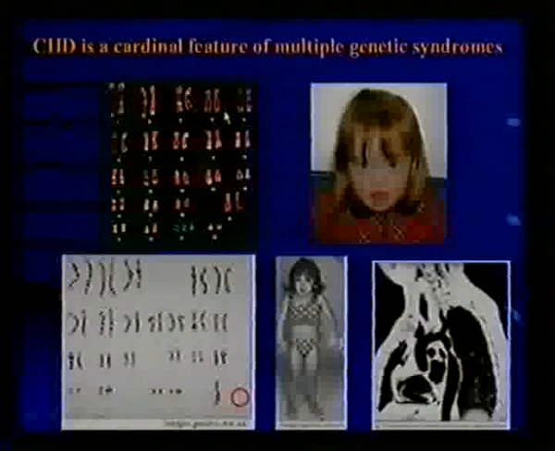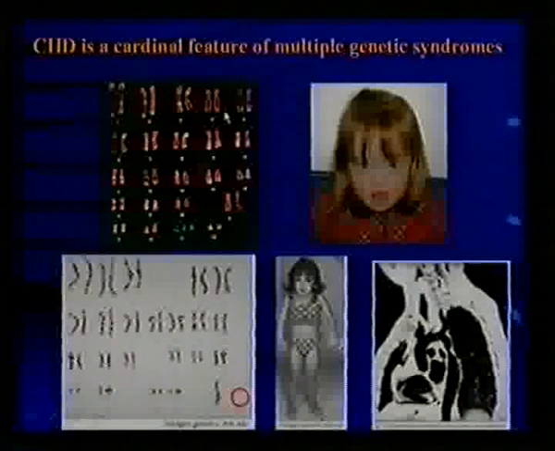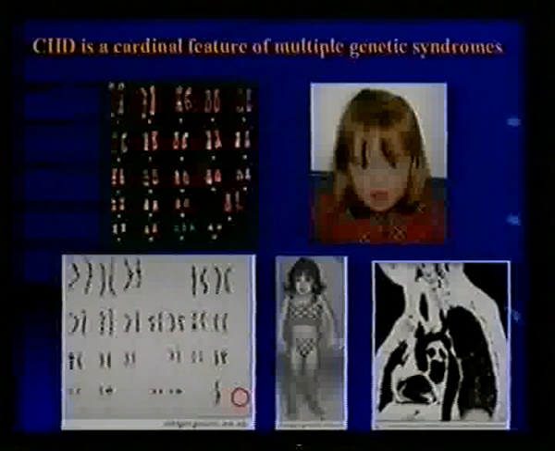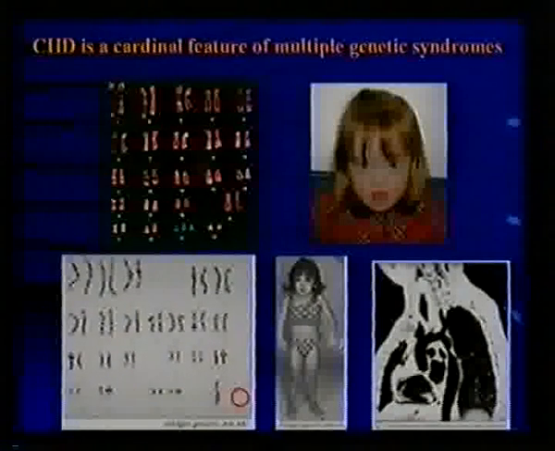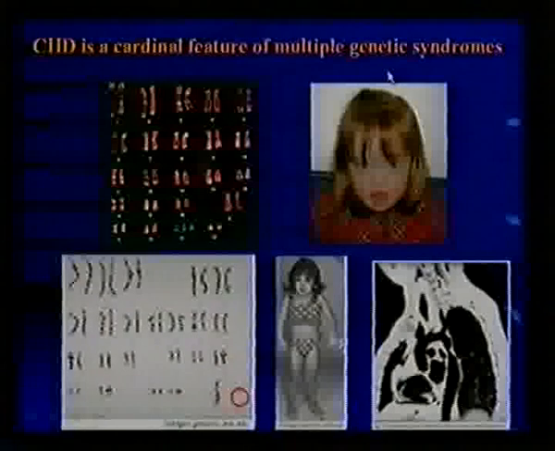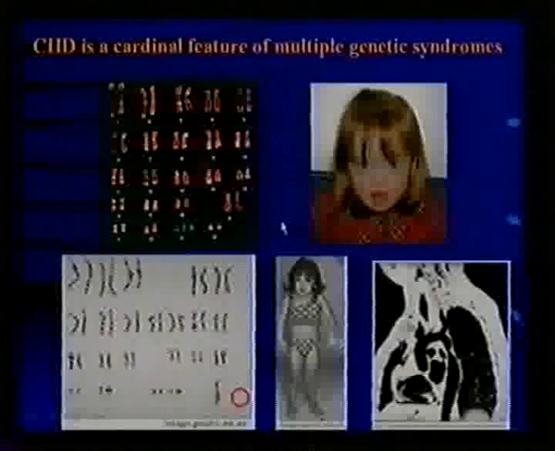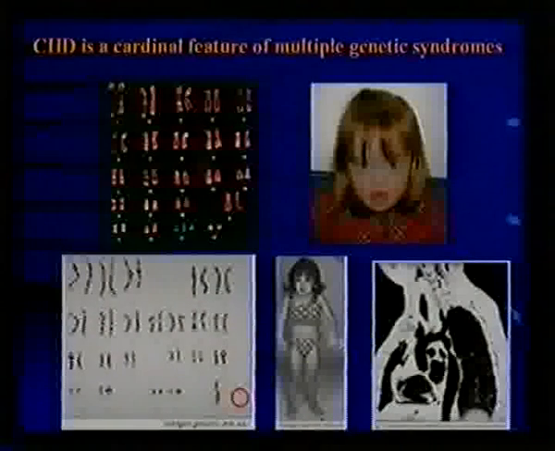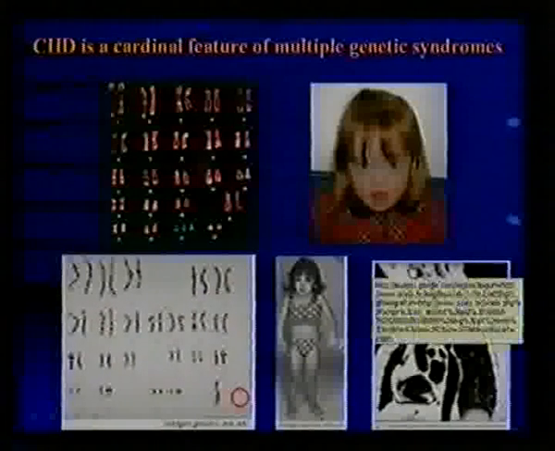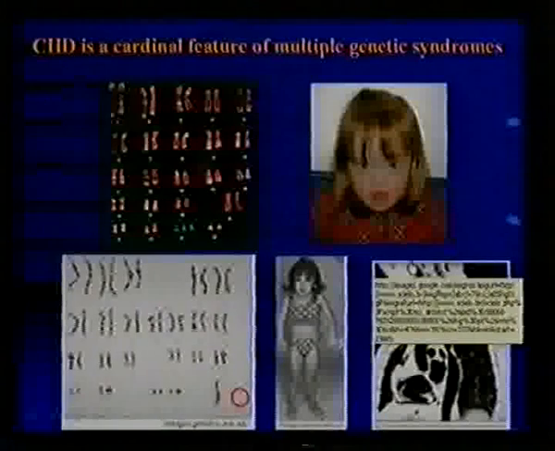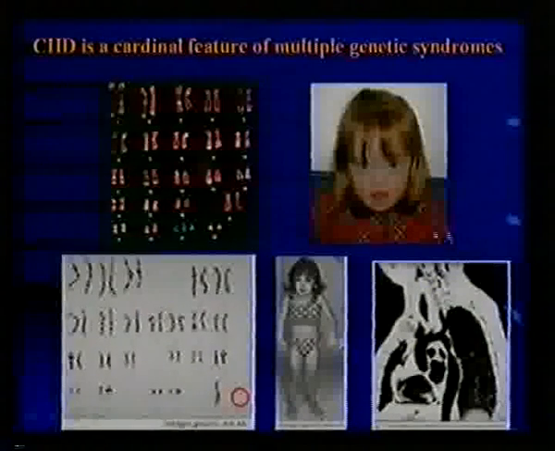All of us know that patients who have chromosomal abnormalities have higher incidence of congenital heart disease as compared to the general population. The very well-known example is trisomy 21. Probably 1 out of 2 babies with Down syndrome will have congenital heart disease. Turner syndrome, 35% will have congenital heart disease, in particular coarctation of the aorta.